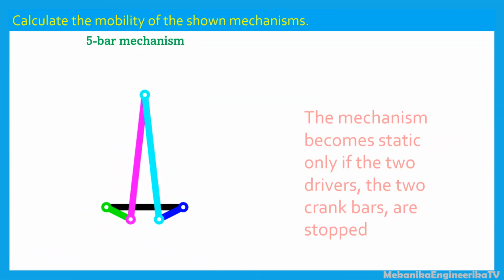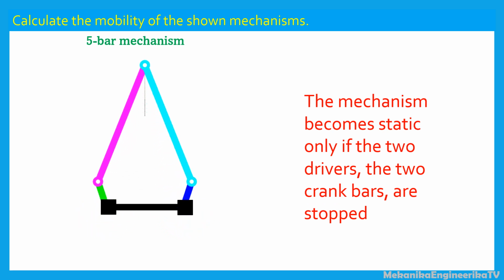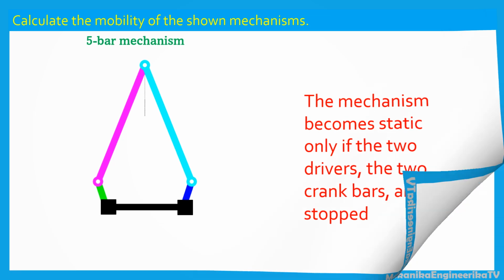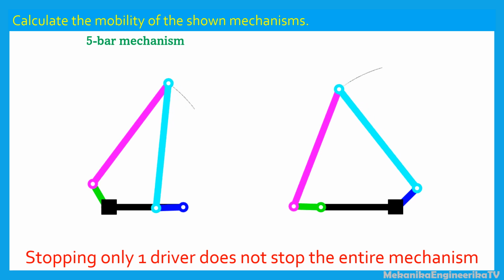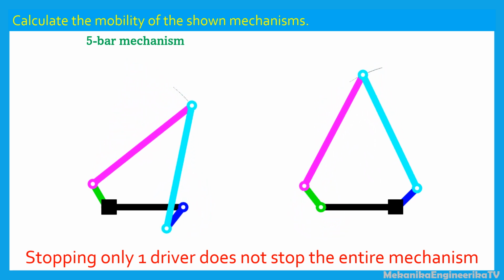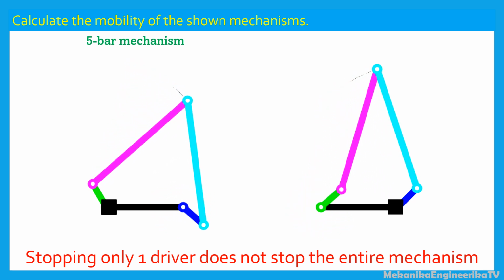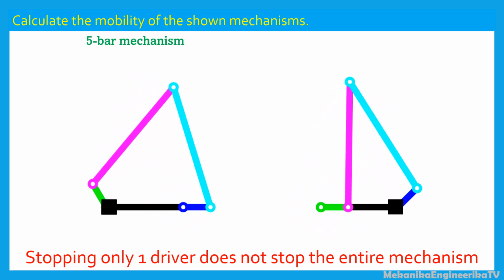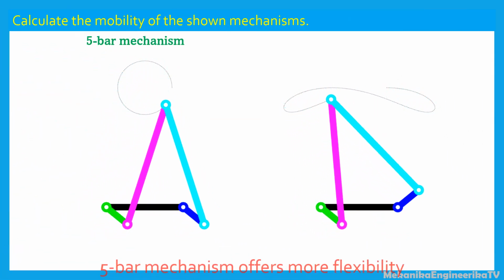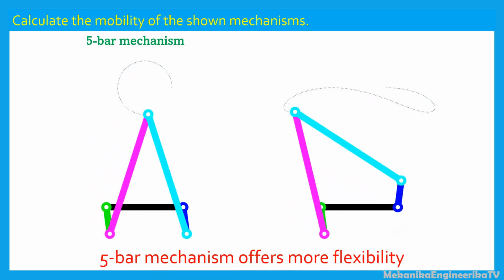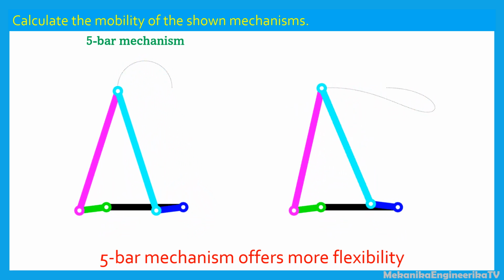In the same way, the 2 drivers had to be stopped, to stop completely the ordinary 5-bar mechanism. However, for the ordinary 5-bar mechanism, stopping only one driver, blocking only 1 degree of freedom, does not make the mechanism static, does not stop the entire mechanism. Compared to the geared 5-bar mechanism, the ordinary 5-bar mechanism offers more flexibility. Different types of motion can be achieved by the 5-bar linkage, as the two drivers can be controlled independently.